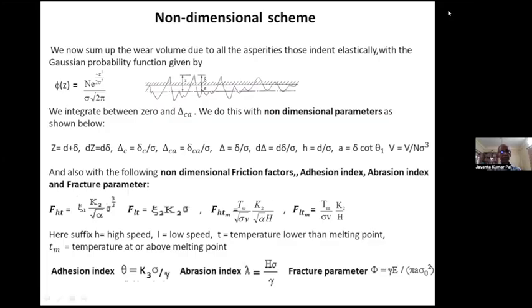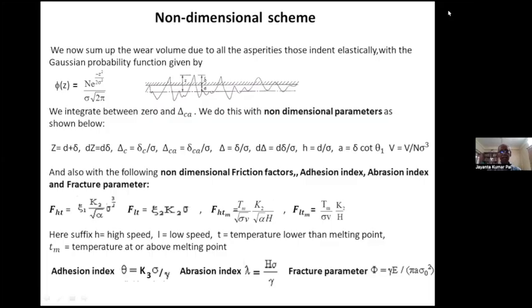Similarly, we have got abrasion index, lambda, which was again modified from Johnson's adhesion index for plasticity, and it is given by H sigma by gamma. H is the hardness, sigma is the roughness for the surface that's being used, and gamma is the surface energy.